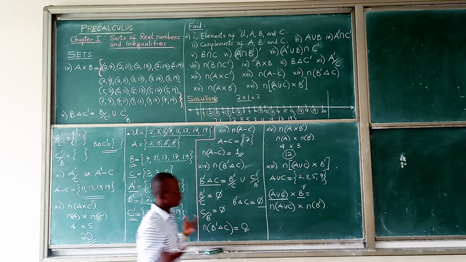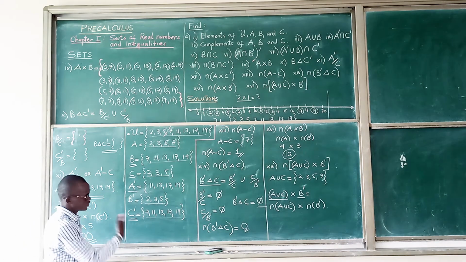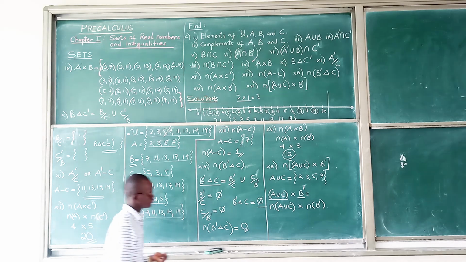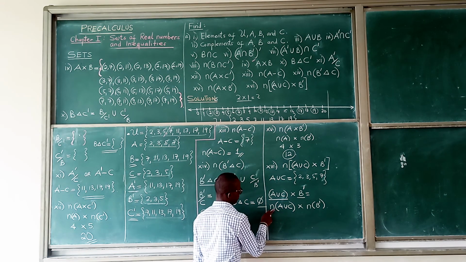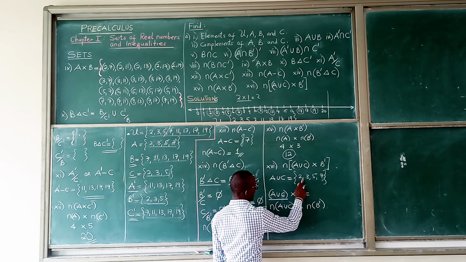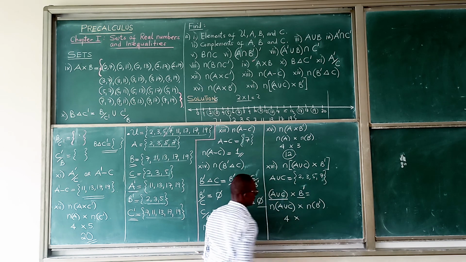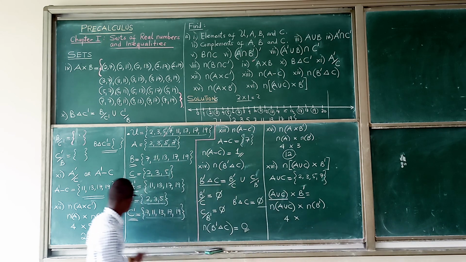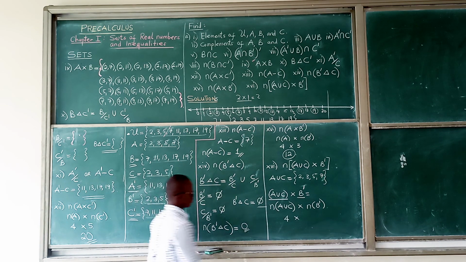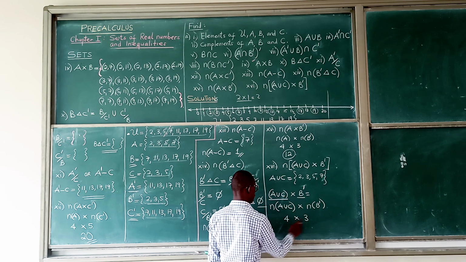If you want, you can do the cross product alone and see for yourself. The number of A union C has how many elements? 1, 2, 3, 4. 4 elements. And the number of B prime has how many elements? 1, 2, 3. So you have 3 elements. So you have 4 times 3 is 12.